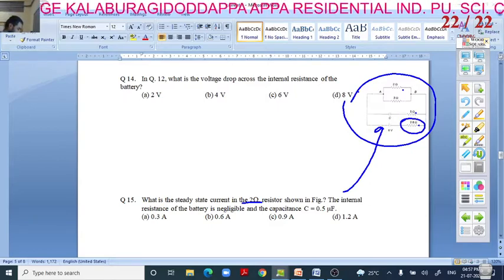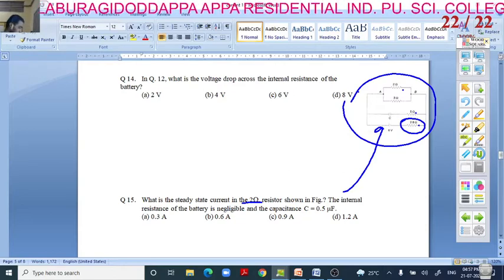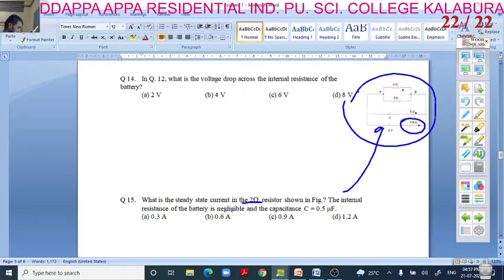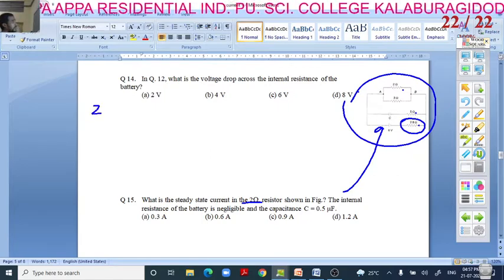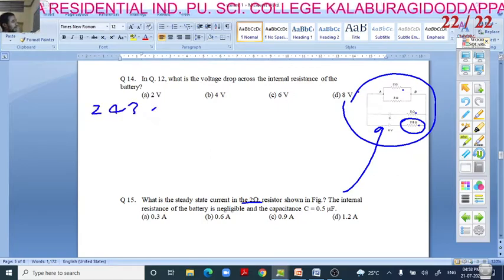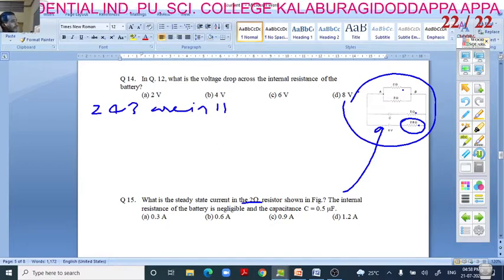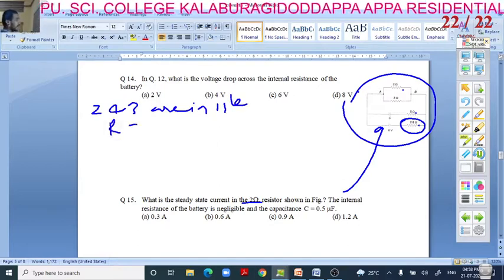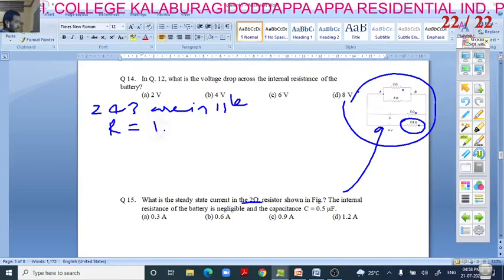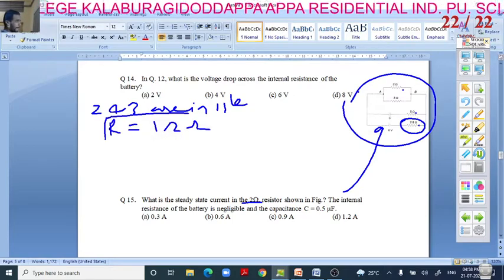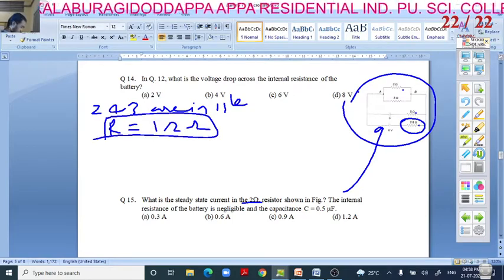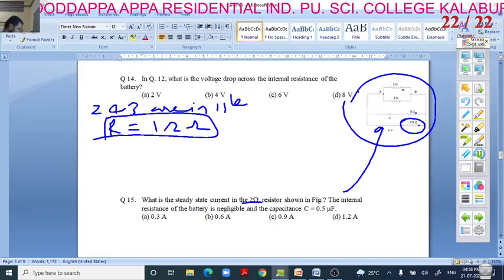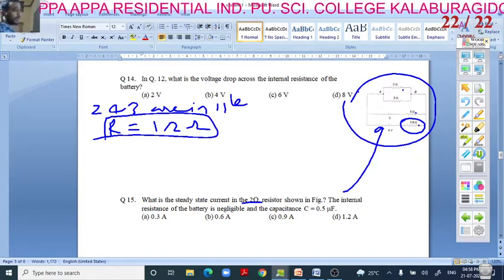See here, the resistances are in parallel combination. 2 ohm and 3 ohm are connected in parallel. So it becomes how much? R is equal to how much it becomes? 1.2 ohm.